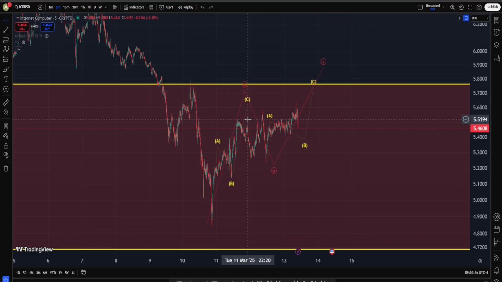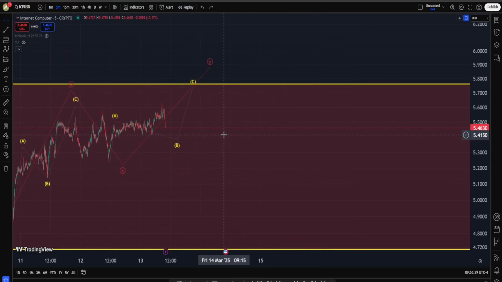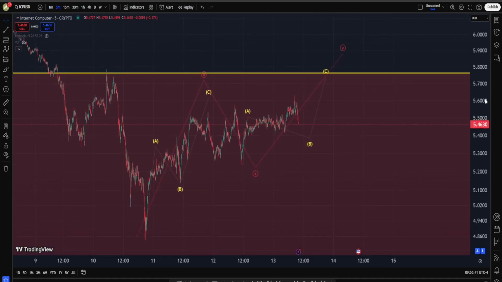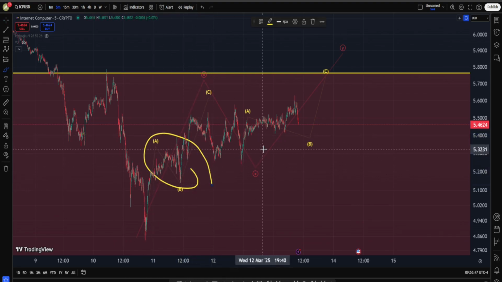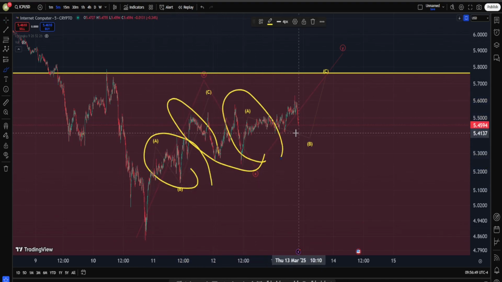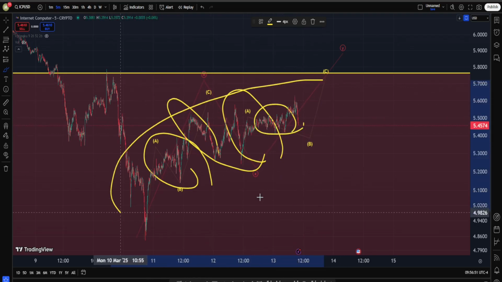What is a characteristic of a correction structure? Being slow and choppy and having constantly overlapping of the waves. And what do we see in here between our corrective movements on the downside? Constantly overlapping of the waves. This move up is slow and choppy.